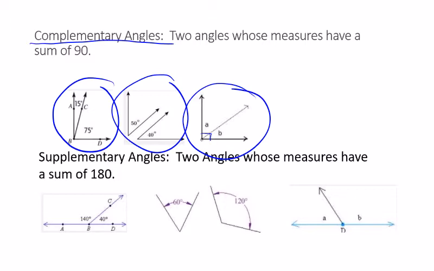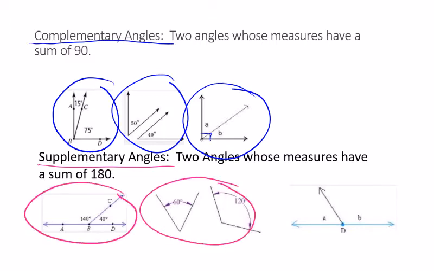Supplementary angles are two angles whose measures have a sum of 180 degrees. Once again, they can be adjacent or non-adjacent, but either way, they add up to 180. If they're adjacent and supplementary, the sides that they don't share are opposite rays. That's one way you can think of it, and they form a straight line.